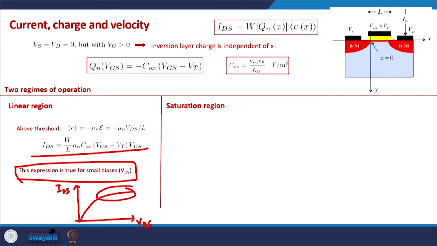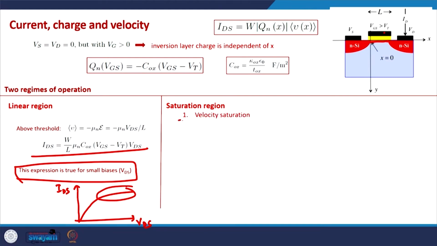Because in long channel MOSFET, if we apply high drain voltage, the voltage difference between the gate terminal and the drain side of the channel is small, and the channel is pinched off from the drain side, and that is essentially responsible for the saturation in the current.